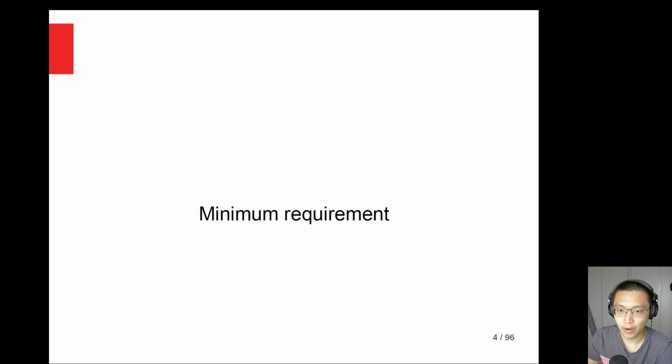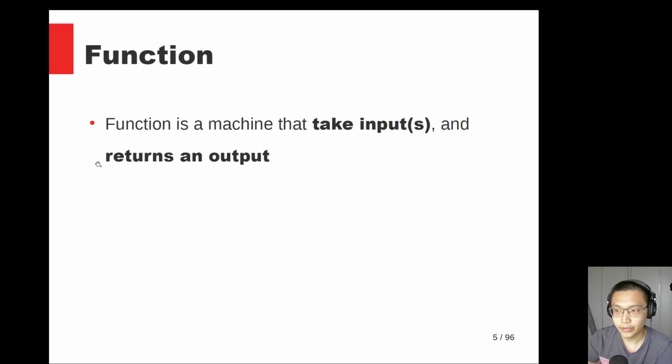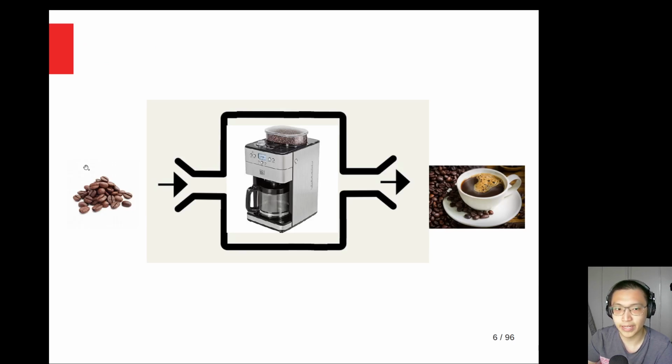Just a minimum requirement that I need for this talk. I need you to know that a function, you can view it as a machine that takes inputs and returns an output. An illustration of such a concept is this coffee machine. Here you can see a coffee machine that accepts coffee beans and returns coffee as an output. And so you can view the coffee machine itself as a function that takes inputs, which is coffee beans, and returns output, which is coffee.